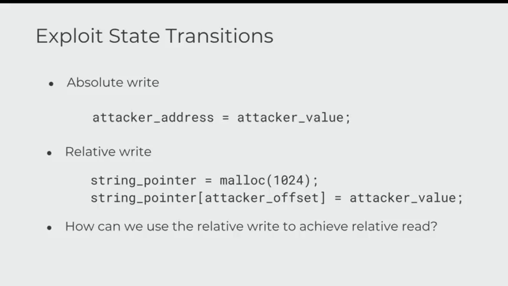An example would be we alloc some memory, 1024 bytes, assign this pointer to it, string pointer, and then using an attacker-controlled offset, a relative offset from the beginning of that chunk of memory, we can write an attacker value. Right, so how can we turn that relative write to achieve a relative read? That was the scenario I just explained, where we could overwrite that null byte at the end of this string and read the values off at the end of it on the heap.